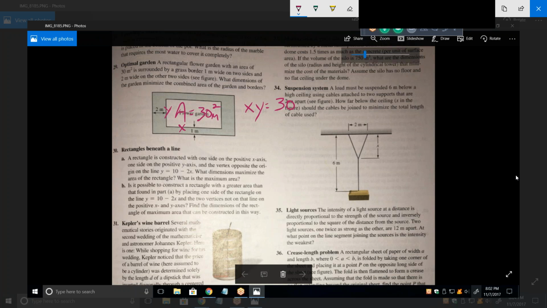That's not the function we want to optimize. What are the dimensions of the combined garden and borders? What's the width in terms of x? Would it be just x plus 2? Well, not 2. There's 2 over here also. Oh, so it'd be x plus 4. X plus 4 is the width of the whole area.